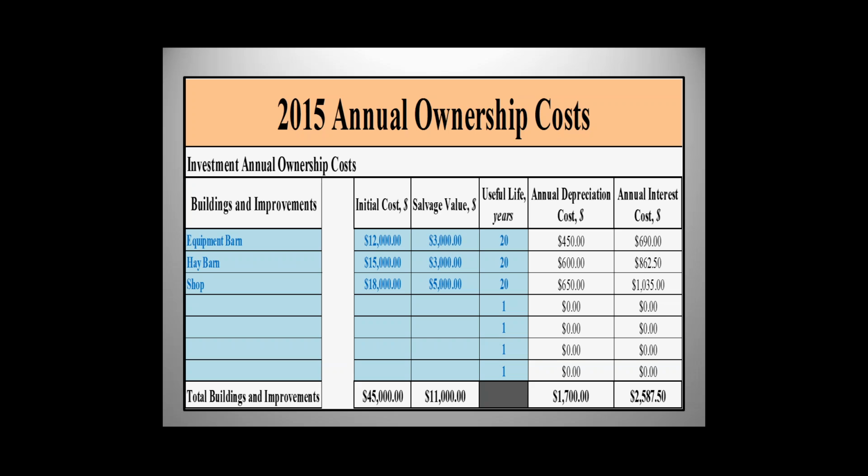Now this worksheet is going to take our basic purchase and salvage values of these assets and the life of the asset. It's going to calculate our ownership costs of depreciation, interest, repairs, taxes, and insurance for these purchased assets that our farm has.